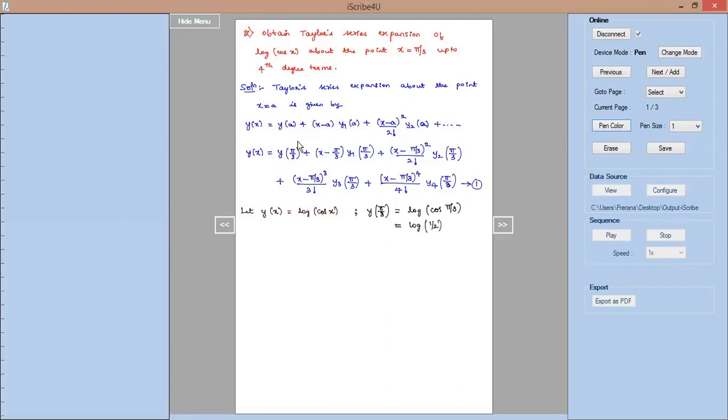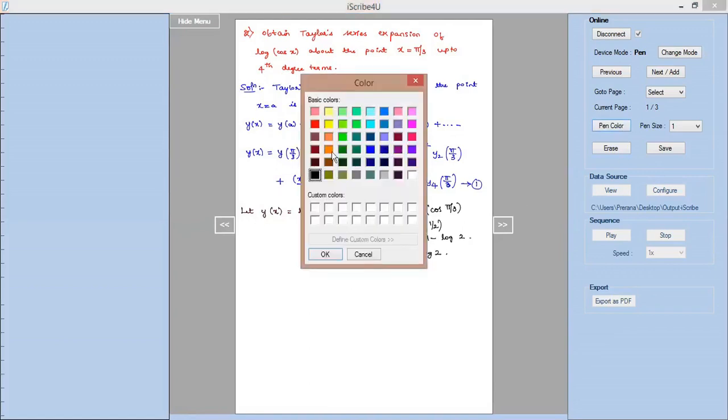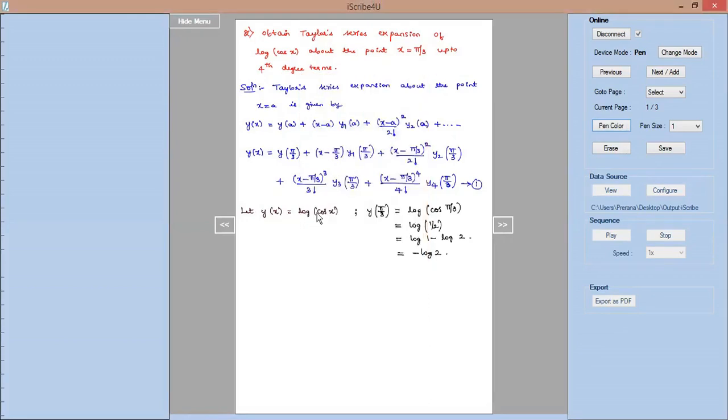This can be written as log 1 minus log 2, using the logarithmic property, log of a by b equal to log a minus log b. So this will be log 1 minus log 2. Log 1 value is 0. So we just obtain minus log 2 here. Now we'll move ahead to find out the differentiation of y of x is equal to log of cos x. So we differentiate this to obtain y1 of x.